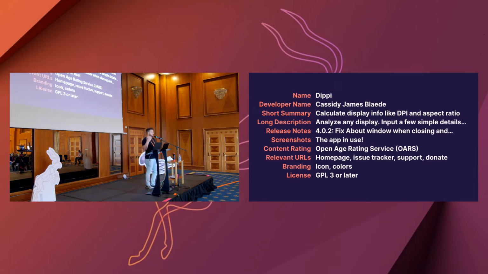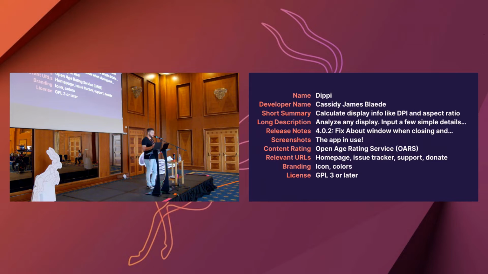So name, the app is called Dippy because it's a pun on DPI. It's developed by me. It's short description, which is like a little header, or when there's constrained space and you want to provide a very short way to describe your app. It says calculate display info like DPI and aspect ratio. It's straight and to the point.